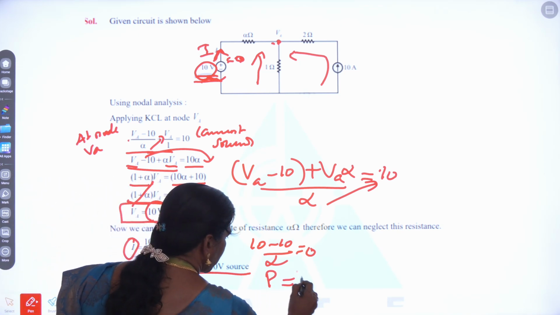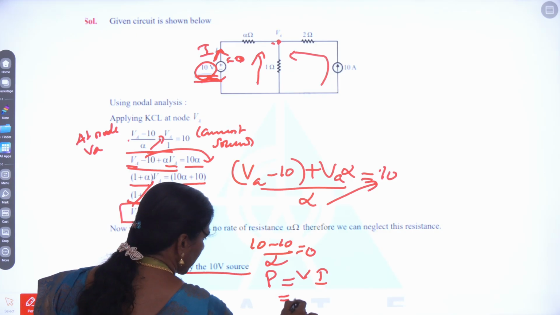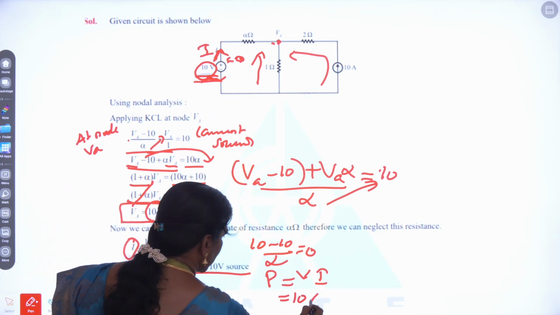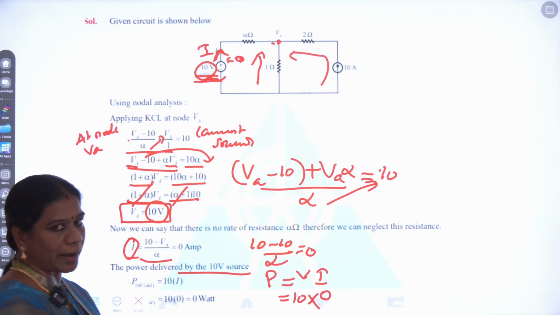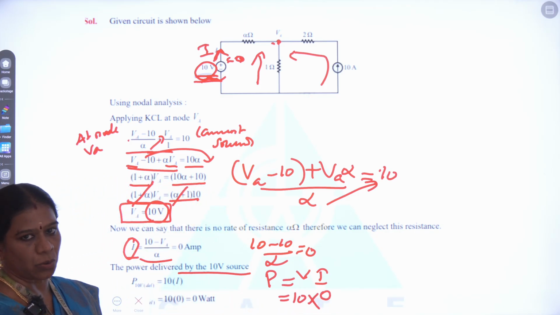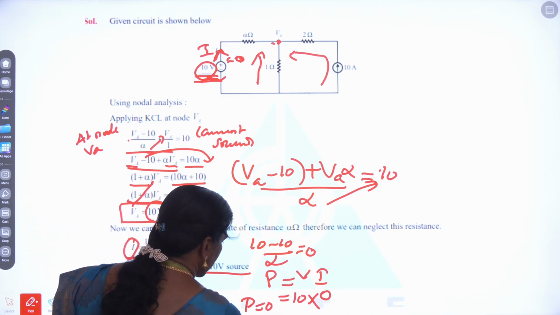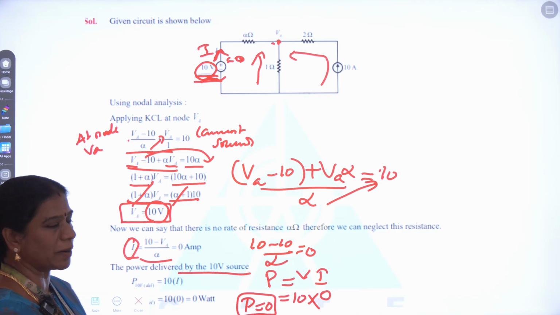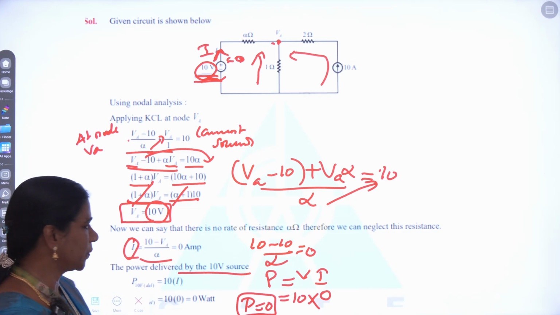So power is equal to V into I. We can write what is the voltage for the particular voltage source. It is 10. And what is the current I? What we have calculated here, the current value becomes 0, right? Now the current is becoming 0. That's all, students. Power is 0 now. Current is 0 means power value will become 0. So we can understand from this explanation, power delivered by the voltage source will be 0, right?